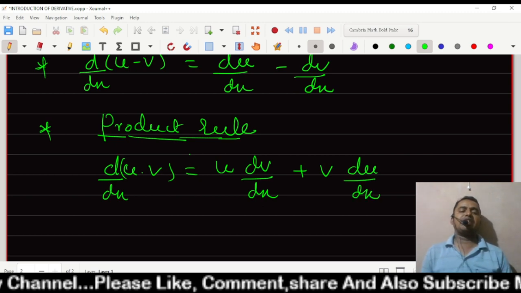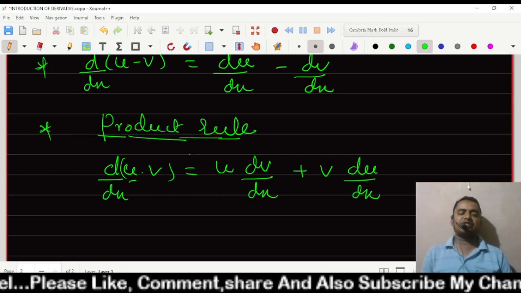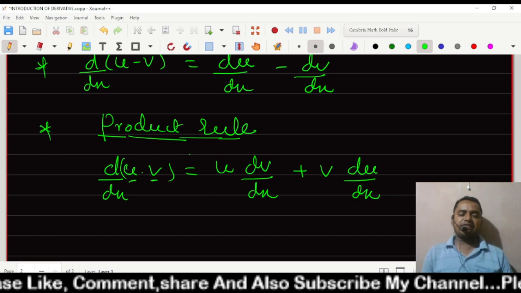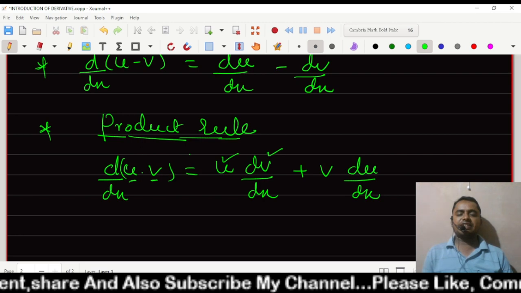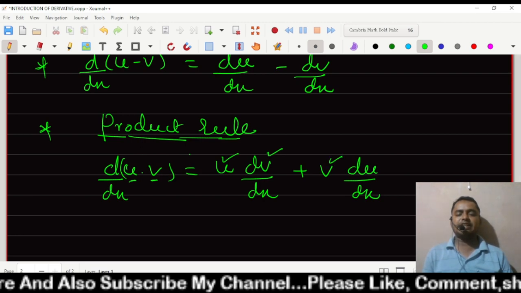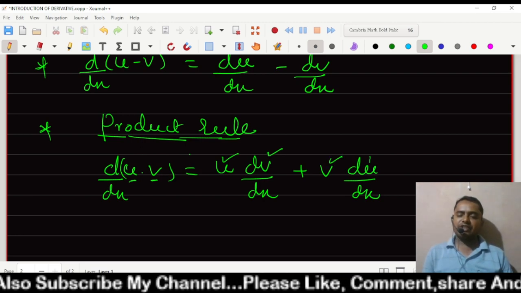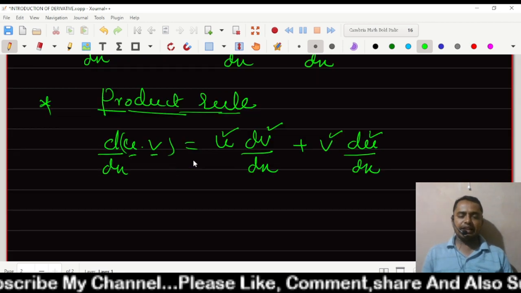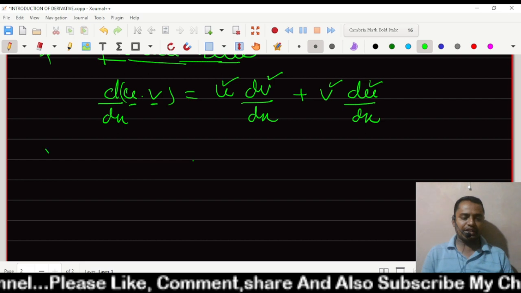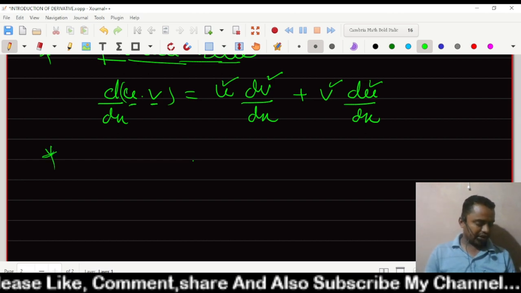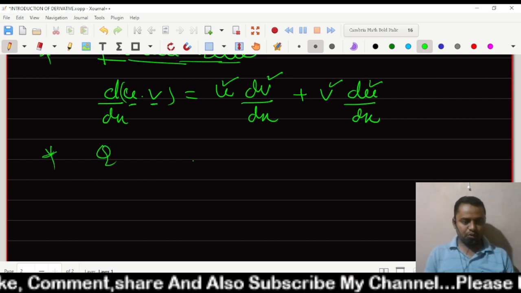Listen carefully: the derivative of u into v, where u is the first function and v is the second function. Keep u as it is, differentiate the second function, dv by dx, plus v as it is, differentiate the first function, du by dx. And the fourth one is the quotient rule.